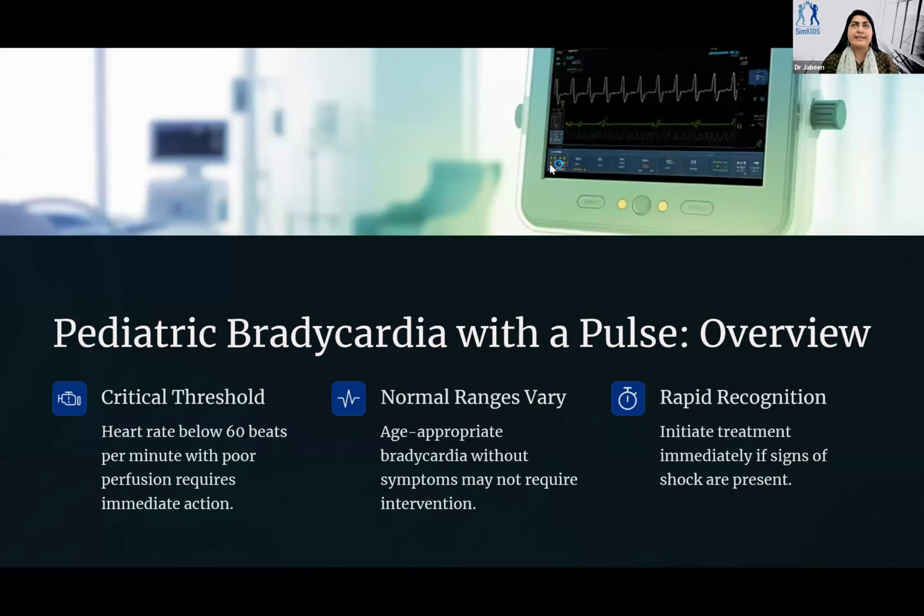As I emphasized very early on in my first lecture, the age appropriate normal ranges vary very much in pediatric patients. So you need to know what is the normal heart rate and what is the abnormal heart rate. Also do rapid recognition and manage them immediately, because in children they may be just showing signs of poor perfusion as low energy or prolonged capillary refill time. So recognize them early and reassess them immediately.